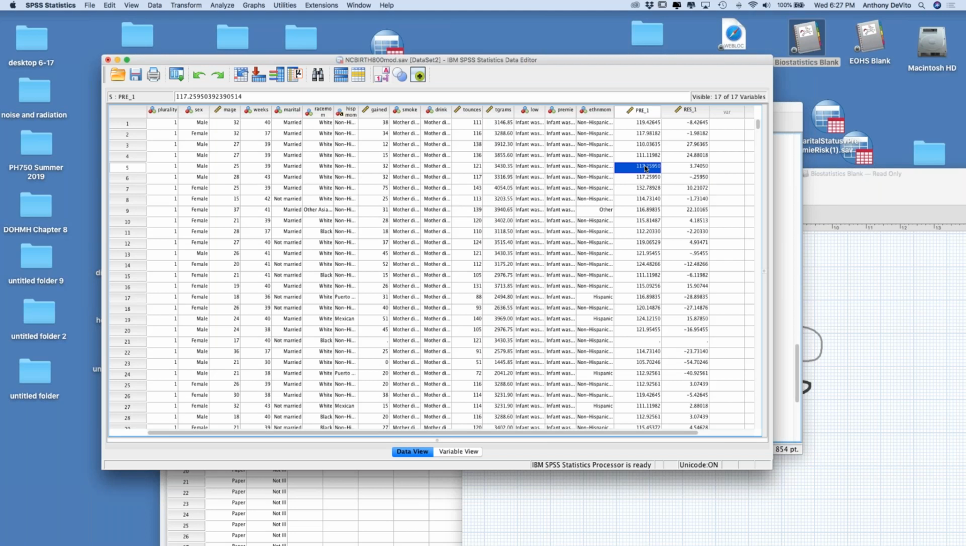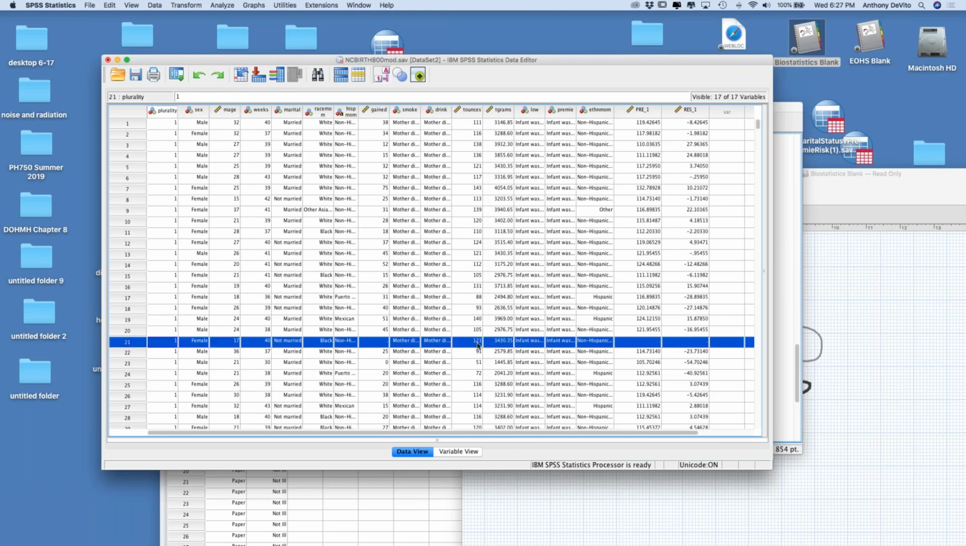So if I asked you, for instance, what would you expect the residual to be for woman number 21? Well, the residual is going to be, I can't see it there. Oh, we don't have the data. We don't have a weight gain for her. I picked a bad one, right?